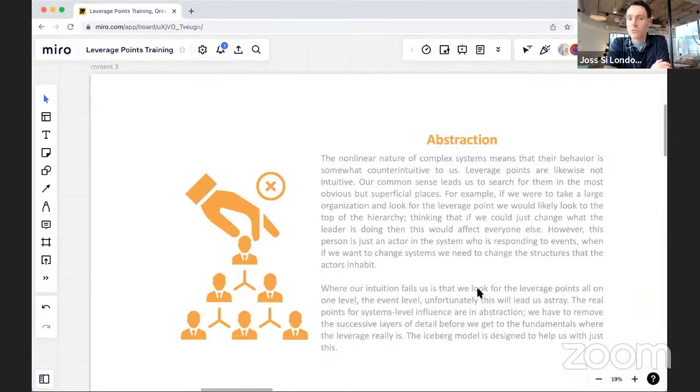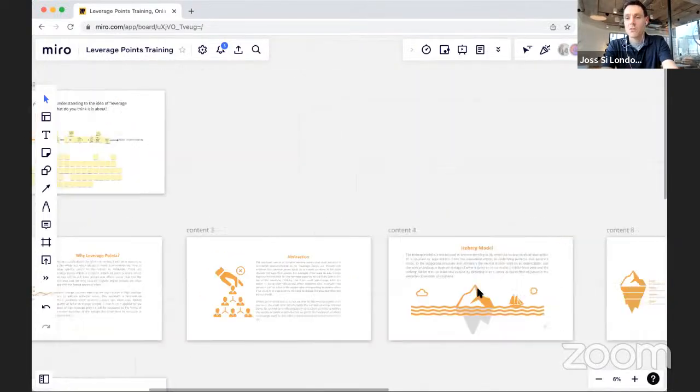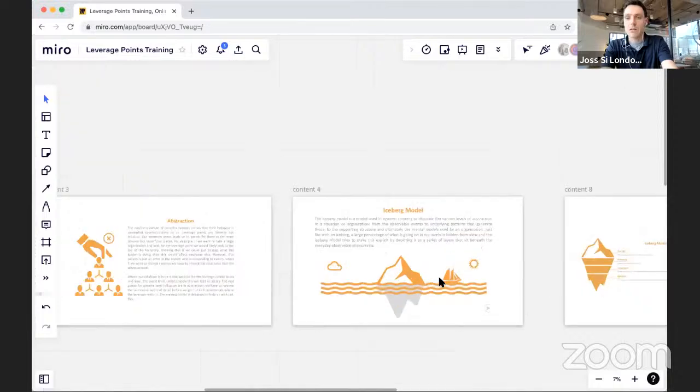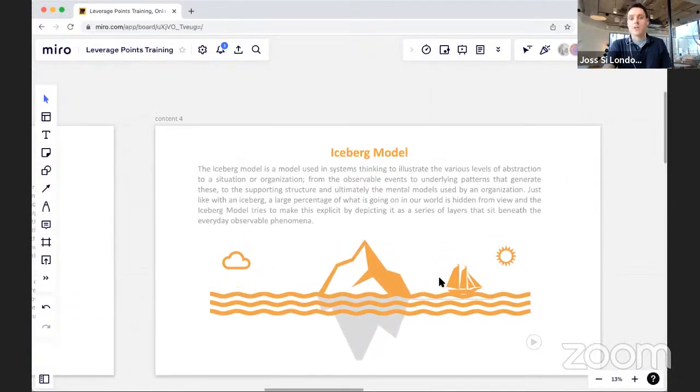We have to remove the successive layers of detail before we can get to the foundations where the leverage really is. The iceberg model is designed to help us do just this. So this is the iceberg model. You've probably heard about it. Closely related to this concept of leverage points, because we're going to have to remove the successive layers of detail to get to something more fundamental in the system before we're going to find these leverage points.